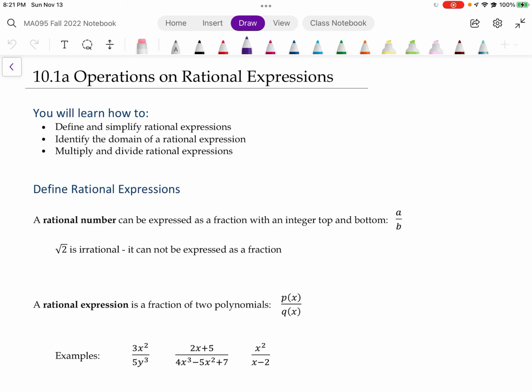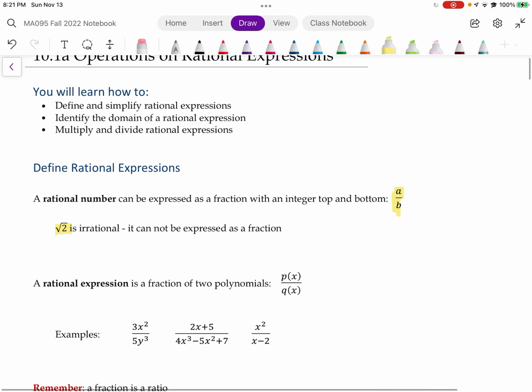What is a rational number? Thinking back to just fractions, a rational number is something that can be expressed as a fraction, so an integer is on top and an integer is on the bottom. Square root of 2 is irrational because it cannot be expressed as a fraction. There are no two numbers that can give us square root of 2, and when you look at the decimal, it goes on forever. But we're not going to worry about that right now. The idea is that a rational number can be expressed as a fraction of two integers.